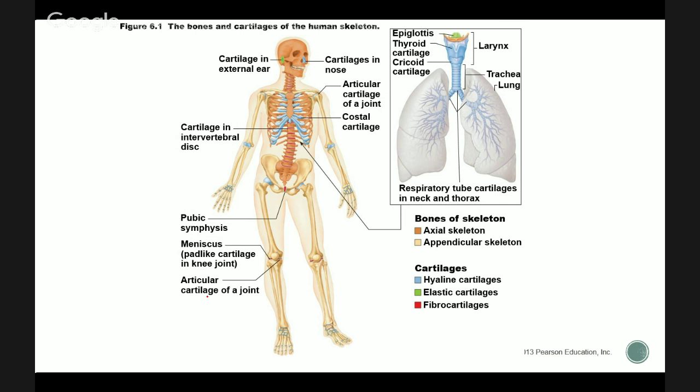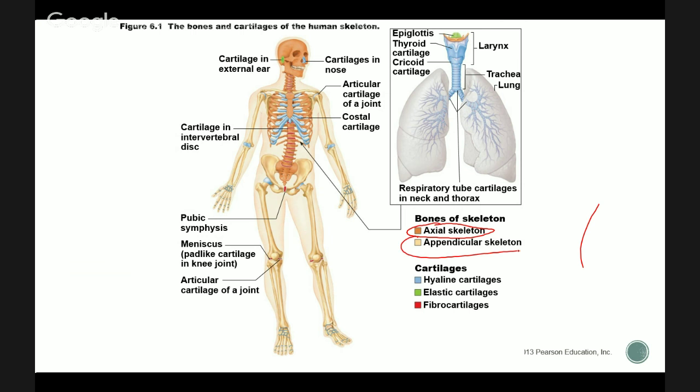Okay, so looking at this picture, we've got quite a few things going on. When we look at the skeleton, you'll notice we have two different colors. We have this darker brownish color. This denotes what we call the axial skeleton. This is like the axis of the body. This is the head, the vertebral column, and then the ribs. So the axial skeleton is made up of pretty much the skull, the vertebrae, and the ribs.